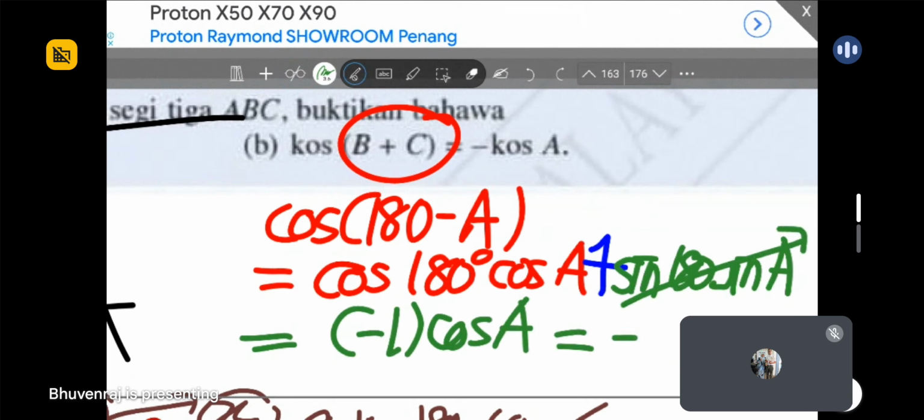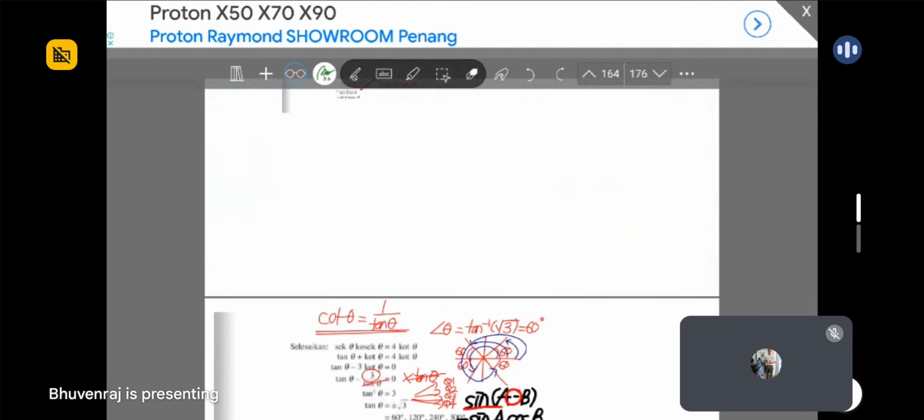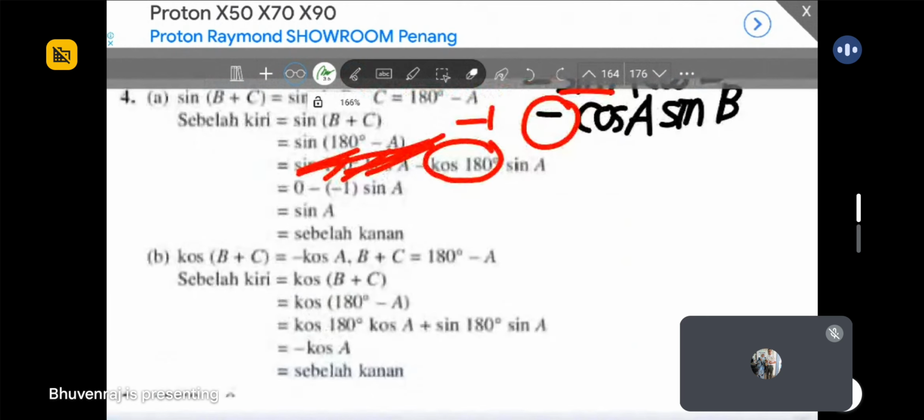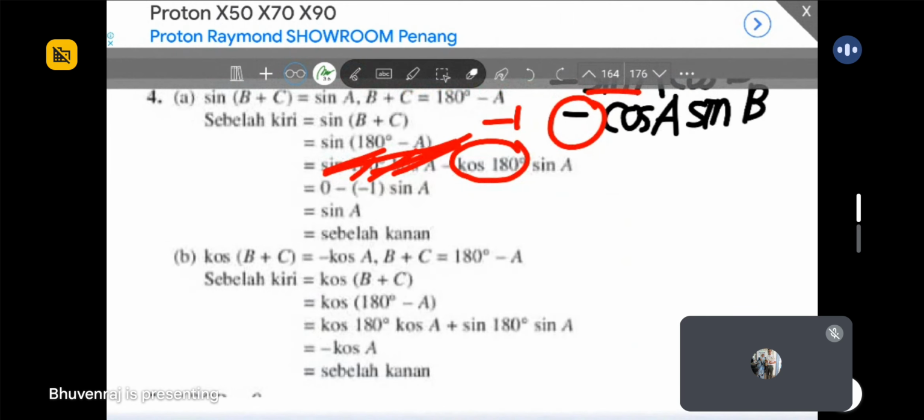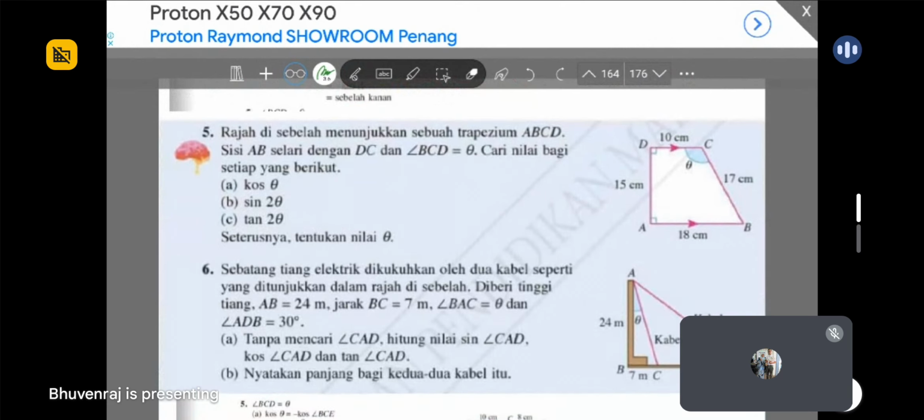So guys, we already get the answer. Are you clear? The most important thing is you have to use and understand the formula. So this is the answer for this question. So simple or not, guys? Trigonometry is easy, right? Actually, it is a very simple chapter.